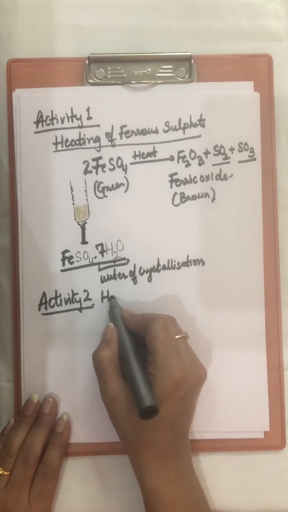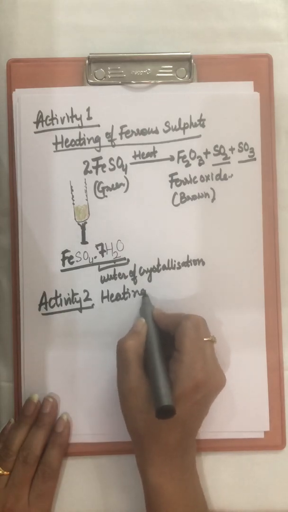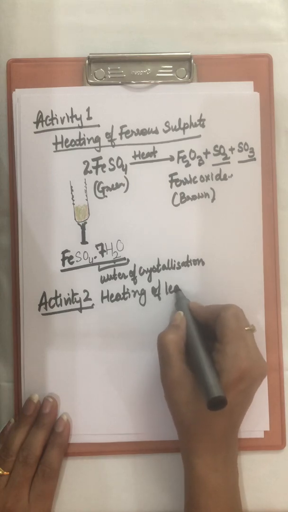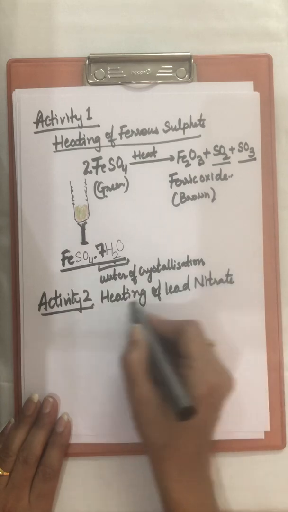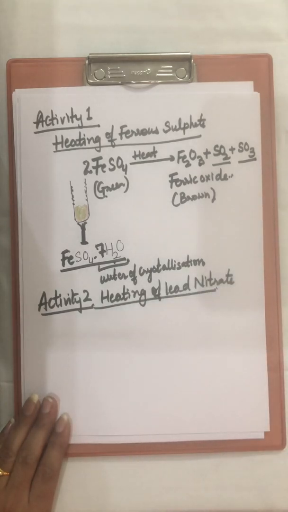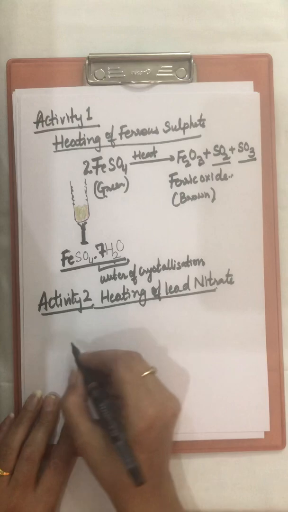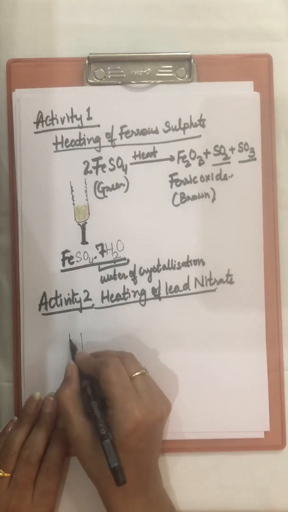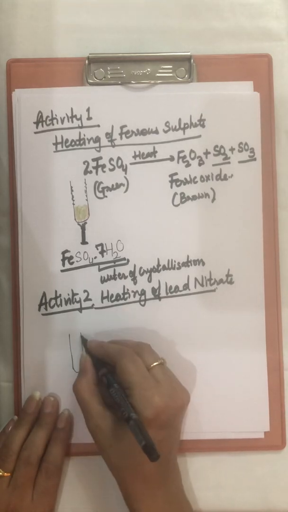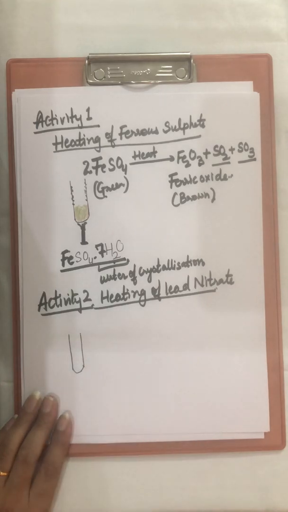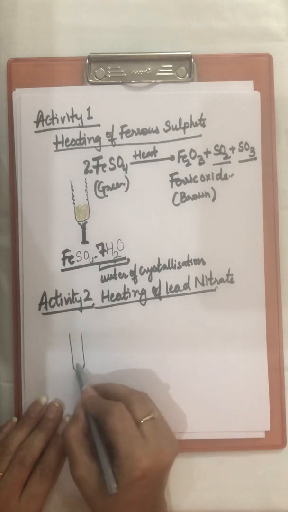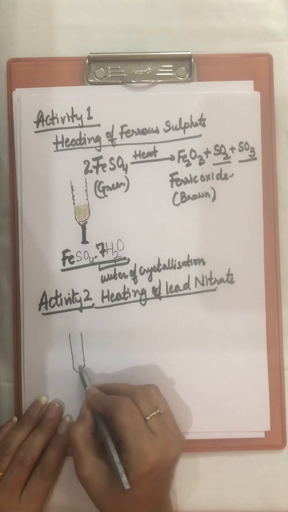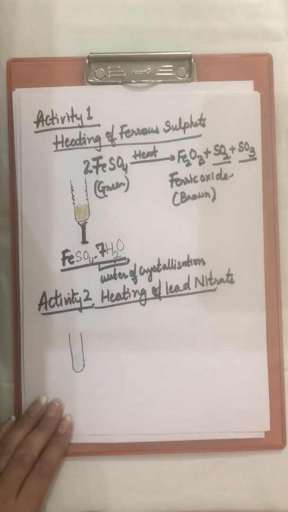Heating of lead nitrate. Lead nitrate is a white color salt. So in a test tube, we are taking this white color lead nitrate, and on heating, let's say this is the white color lead nitrate, and heat this boiling tube.